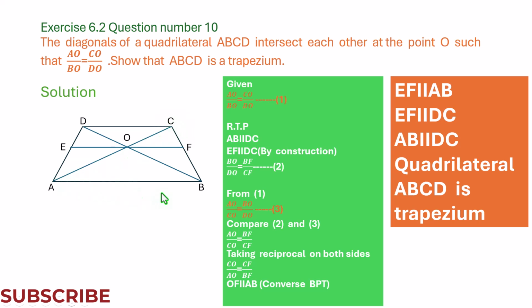Consider triangle CAB. OF is a line segment of EF. By the converse of the basic proportionality theorem, OF is parallel to AB, so EF is parallel to AB. EF is parallel to DC, then AB is parallel to DC. Hence quadrilateral ABCD is a trapezium.